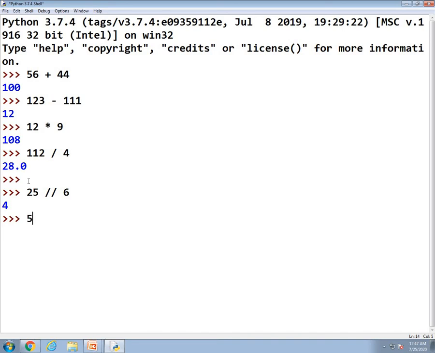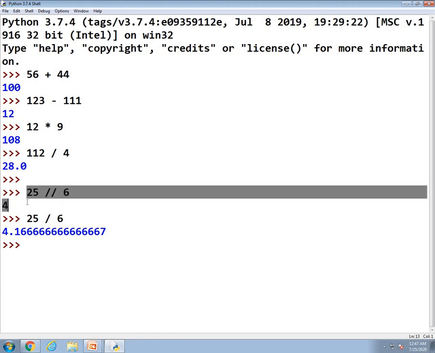But let's say if I use normal division, if I divide 25 by 6, it returns 4.1666. So normal division will return a floating point number, whereas integer division returns a integer value. Now in this case, the output is a quotient.